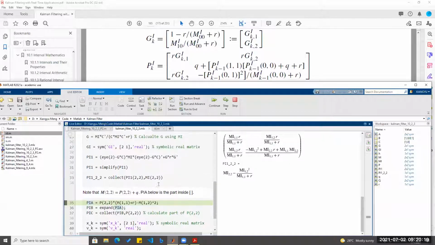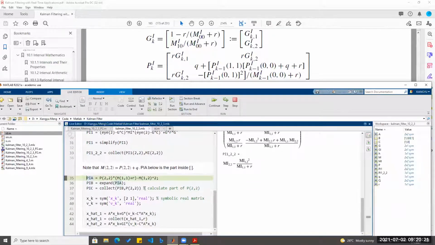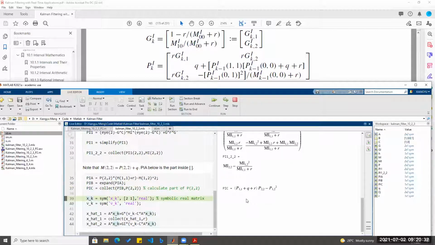So then we do the calculation. So then we're using the P22 to multiply M11 plus R minus M12 squared, okay? Then we do one more step. Then we expand it. Then we collect the terms again, according to P22. Now then we compare, you see exactly the same, okay? This is the P22, then P11 plus Q plus R, then minus P12 squared, okay?